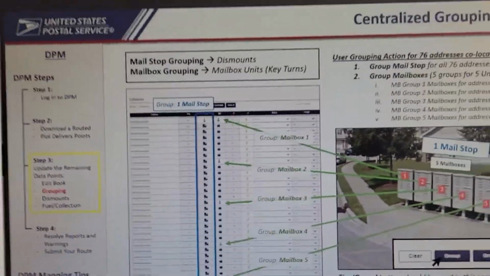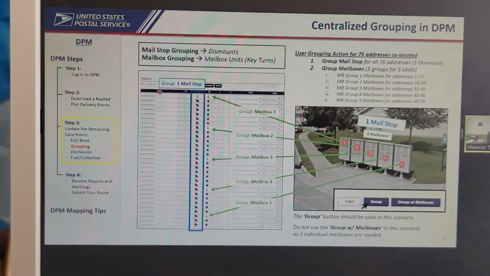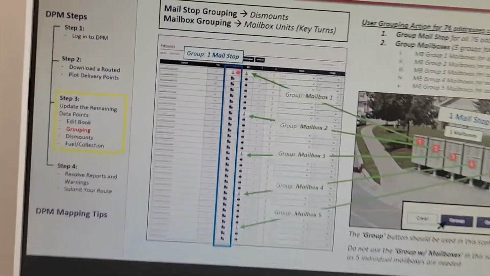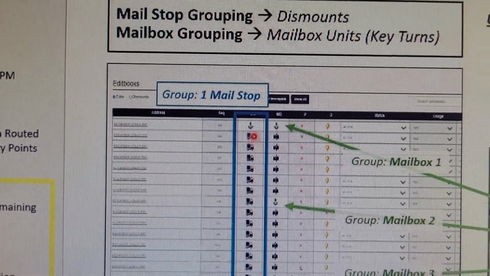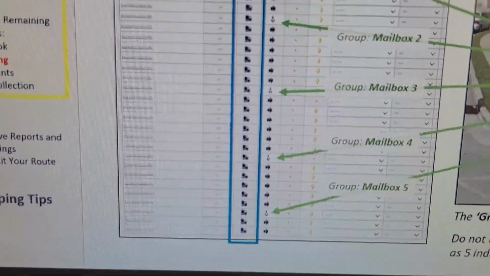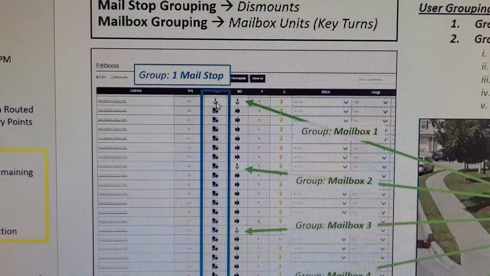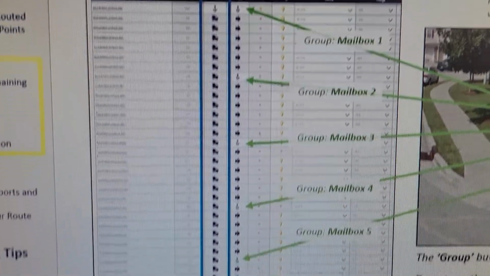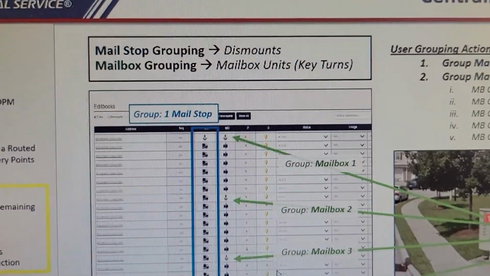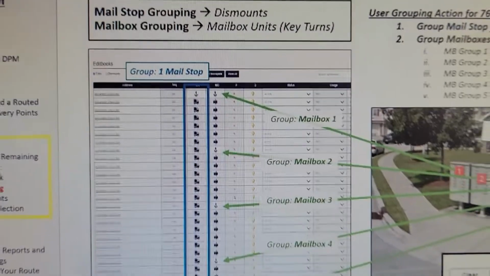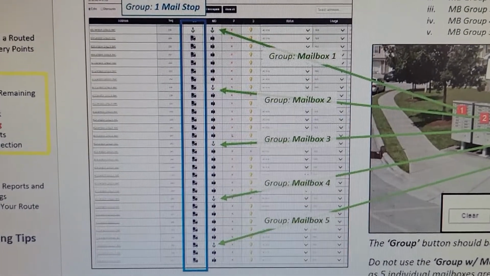So when you go to the edit book, remember our first column in the edit book is our addresses. Second column is sequence. That third column that's highlighted there in blue is your mail stop. So I have one mail stop group because I had one dismount. What you do in the edit book to set that grouping correctly is you would click the first address, and then you would go down and click the 76th address, the last address. And then you would group. You would not group with mailboxes because I have a different amount of mailbox groups. So you would hit group, and it would fill in the other 74 addresses. You don't have to put each individual address.